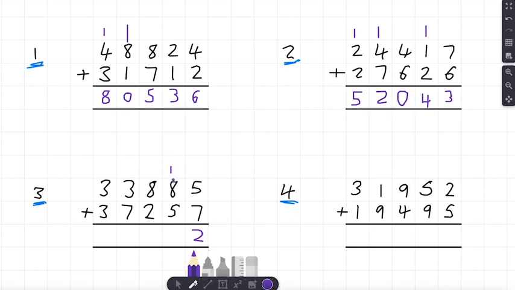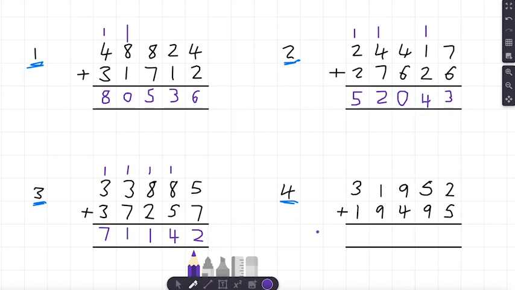Question 3, 5 and 7 is 12. 8 and 1 is 9. Plus the 5 is 14. So another carry. 8 and 2 is 10. Plus 1 plus the carry is 11. So there's another carry. 7 and 3 is 10, plus 1 is 11, so we have another carry with our 11. 3 and 3 is 6, plus 1 is 7.